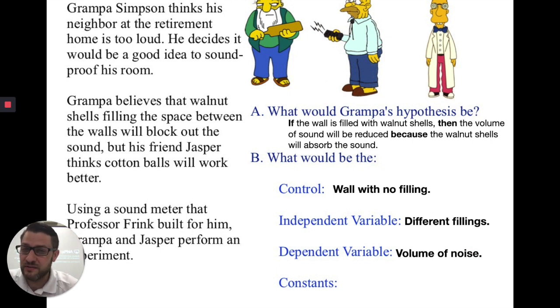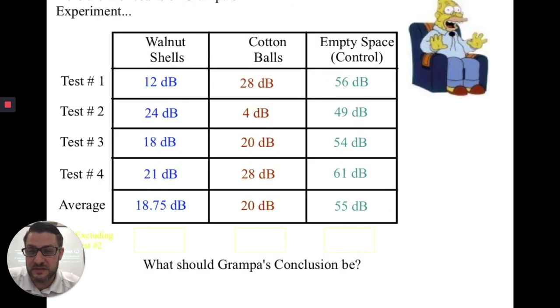There are some other constants we can probably think about, but again, anything that you would keep the same from one test to another would be a constant. So here are Grandpa's results. He measures the wall with the walnut shells, the wall with the cotton balls, and then the walls that are empty as your control.